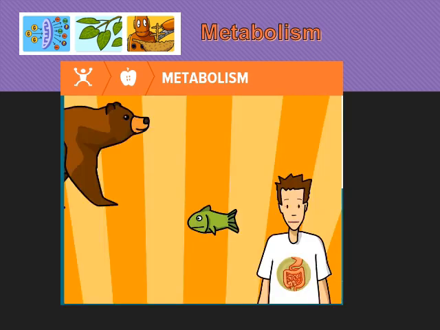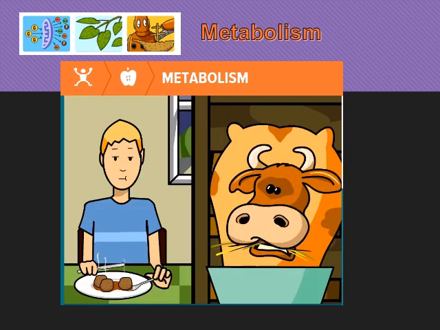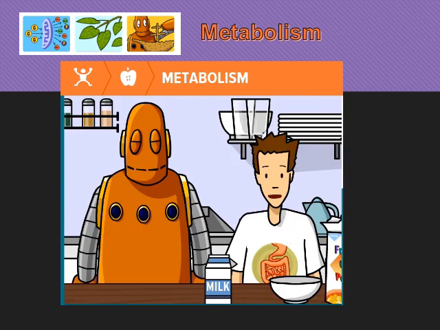All living organisms need energy for their cells to grow and function. Eating food is how animals, including humans, get that energy. Once food has been eaten, it's processed through a series of chemical reactions that we call metabolism. Metabolic reactions fall into one of two categories, catabolic and anabolic.